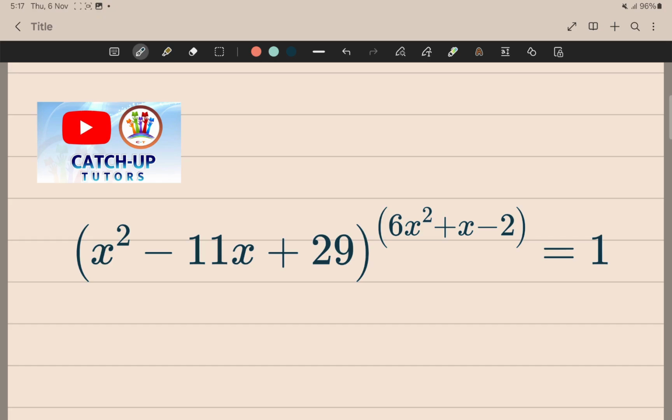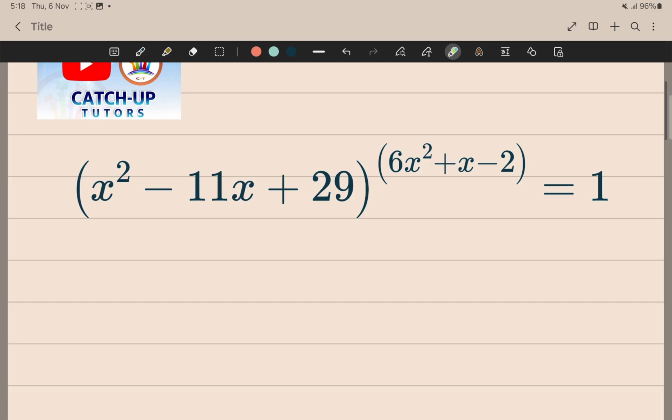When you look at this equation, this is a quadratic equation and this is another quadratic equation. Let me just say this is a quadratic expression while this is another expression, and this is equal to 1. One thing you should know: let's assume what we have here is a raised to the power of b equals 1. What are the possible values of b or a for this to be 1? So this is exactly what we are going to use here. Once you know the cases or the possibility of you getting 1 here, then you are good to go.